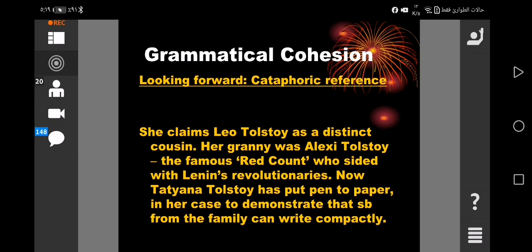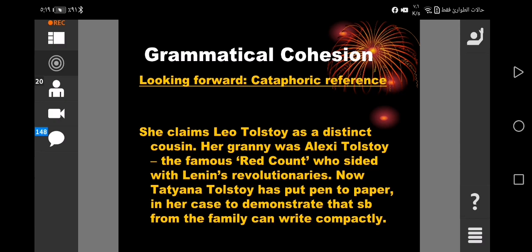Looking forward, or cataphoric reference. Sometimes you use a pronoun before you use the noun or a noun. So a pronoun is first used because you anticipate a noun to occur in future.